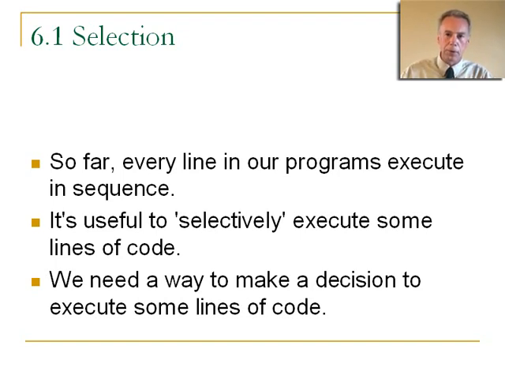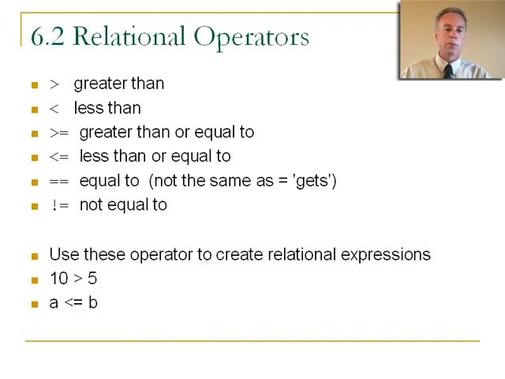Sometimes it's useful to selectively execute lines of code. And if we're going to execute lines of code only in some conditions, we need a way to express a condition that would make a decision on whether or not to execute some lines of code. So in that case, we're going to introduce relational operators here, and there are 6 of them. The first 4 you should be kind of familiar with: greater than, less than, greater than or equal to, less than or equal to, and then the equalities, equal to and not equal to.